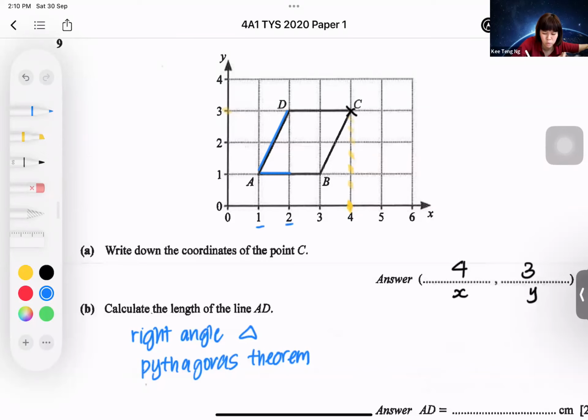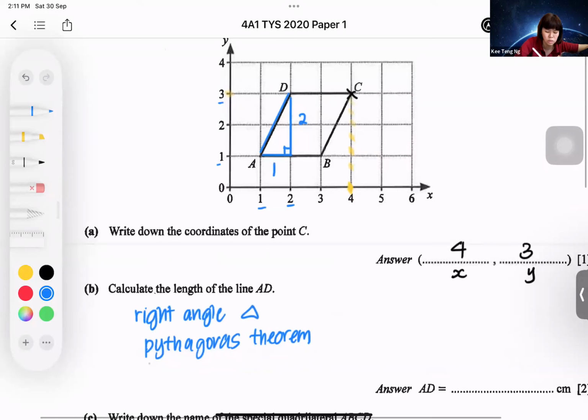From 1 to 2 is 1 unit. Then from 1 to the number 3, here is another 2 units. And this is a right angle triangle. So in order to get AD, I'm going to use Pythagoras theorem. This is the hypotenuse, so it's the long side. Do I add or do I subtract? I'm going to add them together, right? What plus what? 1 square plus 2 square. Remember to square them.